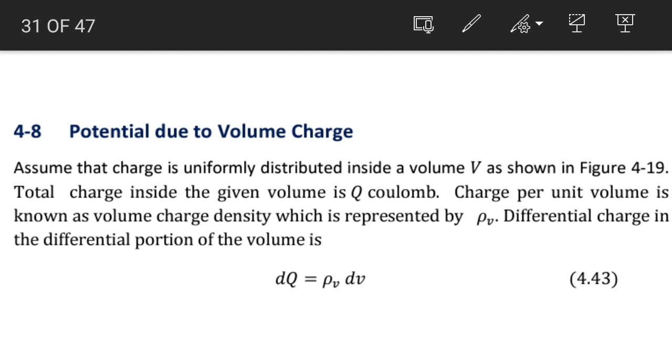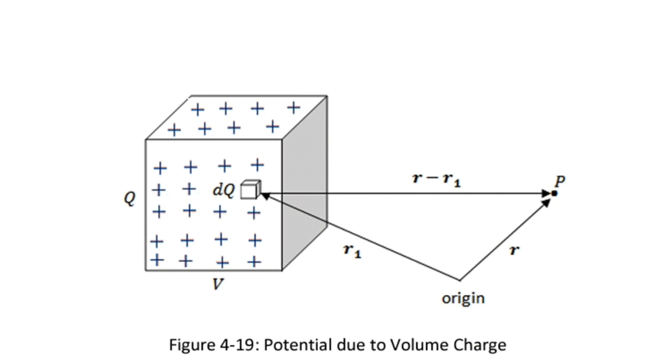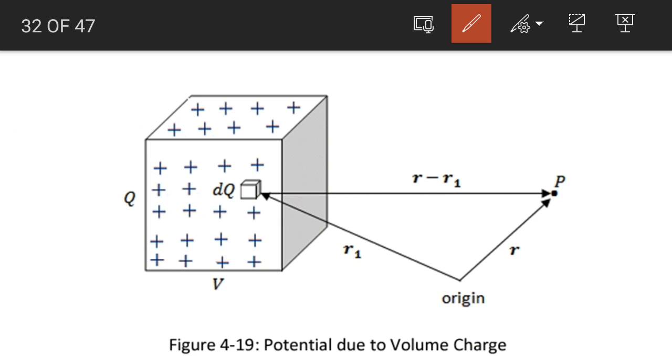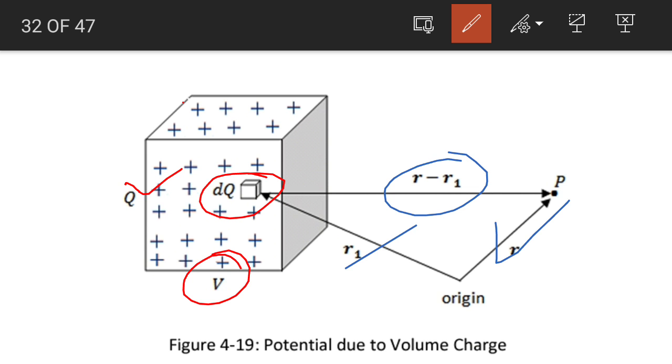We consider the potential due to a volume charge. So we assume that the magnitude of the charge inside the source is q coulomb, and the volume of the source is v cubic meter. Here is the small portion of the source. The position vector of the small portion of the source is r1, and the position vector of the point under observation is r. Here is the distance vector, which is extending from the source to the point under observation.